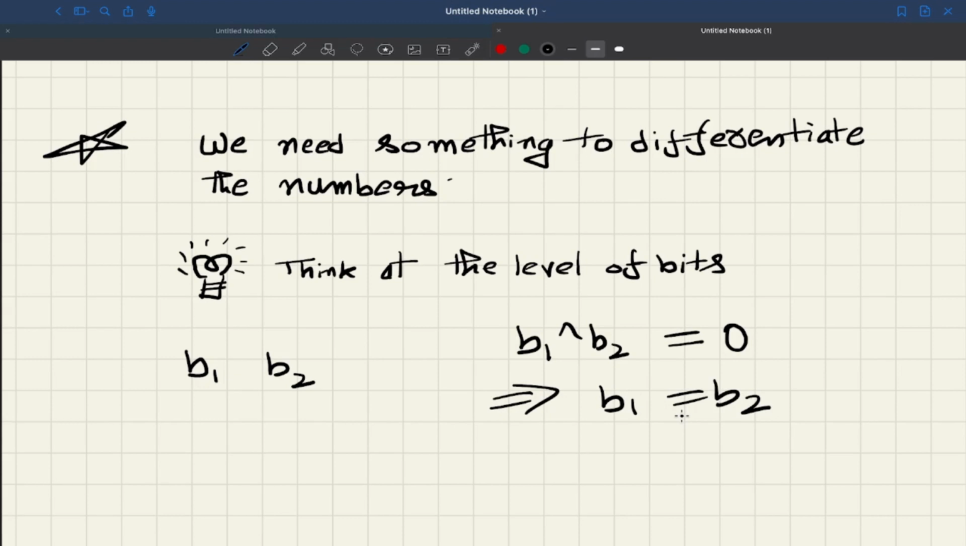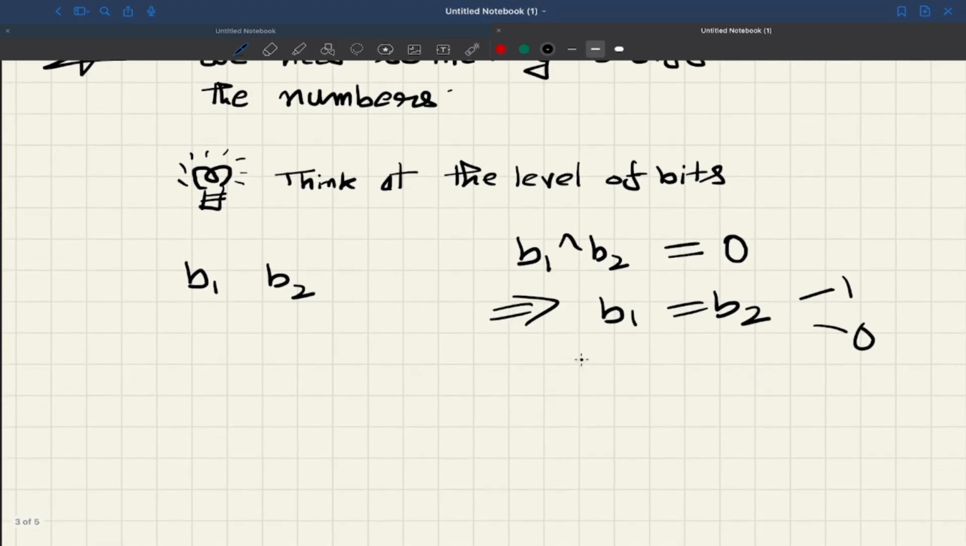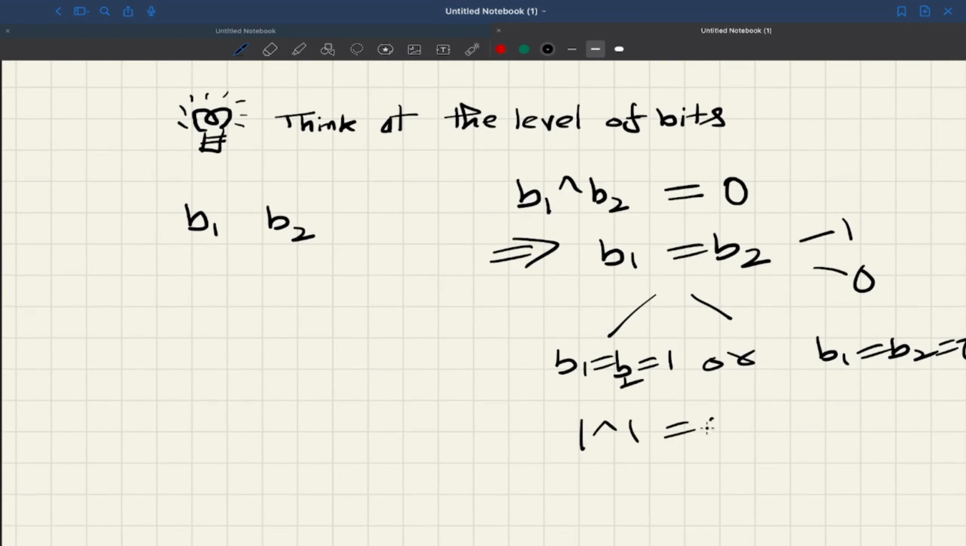Now B1 and B2 can both be 1, or both can be 0, right? It is possible. There are two cases: B1 equal to B2 equal to 1, or B1 equal to B2 equal to 0, because 1 XOR 1 is 0, and 0 XOR 0 is 0. So when the result is 0, I can say that either both are 1 or both are 0. Okay.